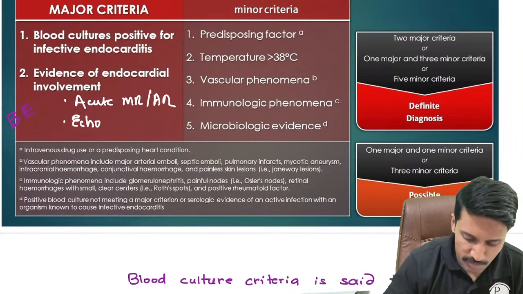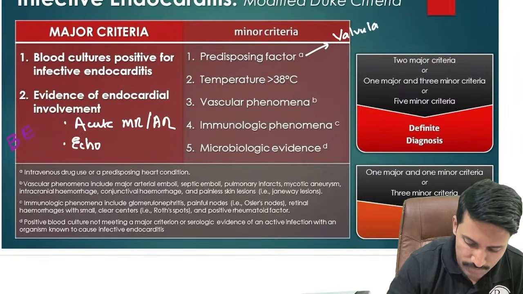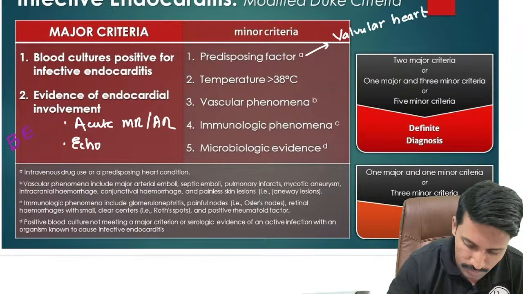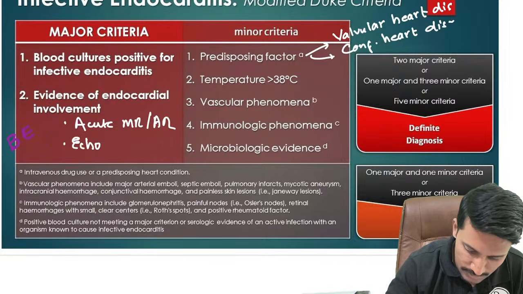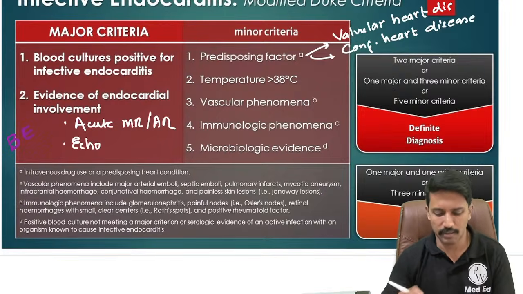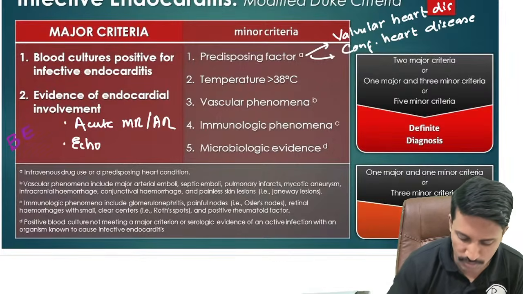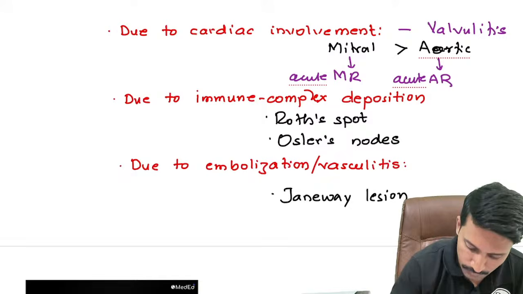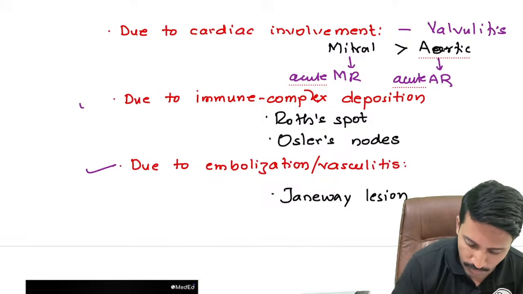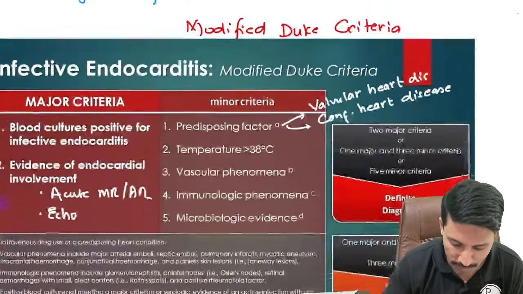Minor criteria are predisposing factors. So what are the predisposing factors? Patients having valvular heart disease, or congenital heart disease. These are considered as predisposing factors. That's a minor criteria. Having fever of 38 degrees is a minor criteria. Vascular and immunological phenomenon, which we have already discussed, right? Vascular phenomenon, immunological phenomenon, that is presence of Roth spots, Osler's nodes, or Janeway lesions are minor criteria.